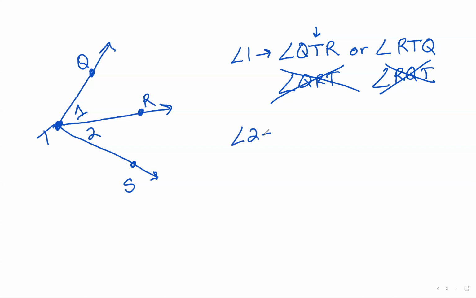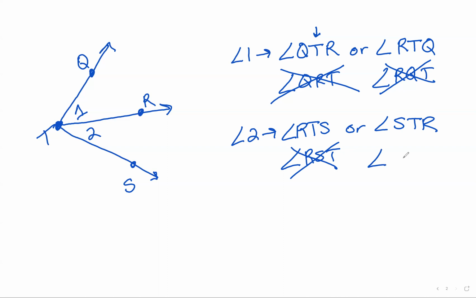So looking at angle 2, we have 2 names again. I can name it angle RTS, or I can name it angle STR. What I could not do is angle RST. That would be wrong because T has to be in the middle. I could also not name it angle SRT. That would be wrong as well. So again, when we name an angle, the vertex has to be the middle letter.